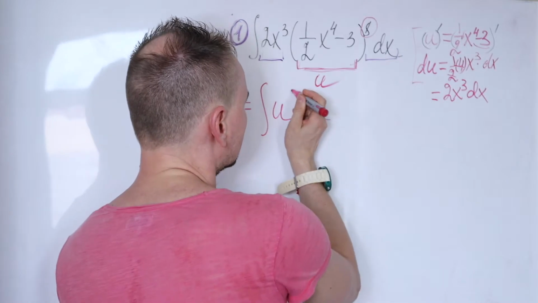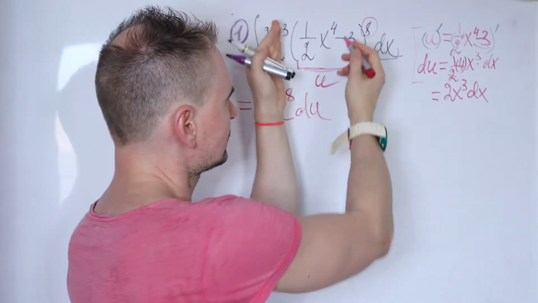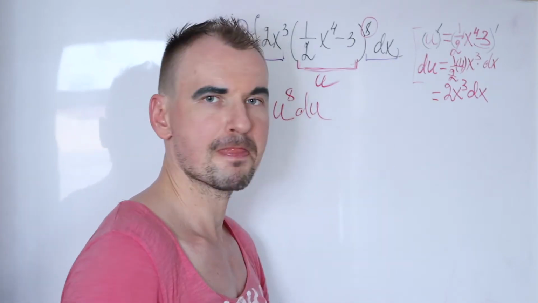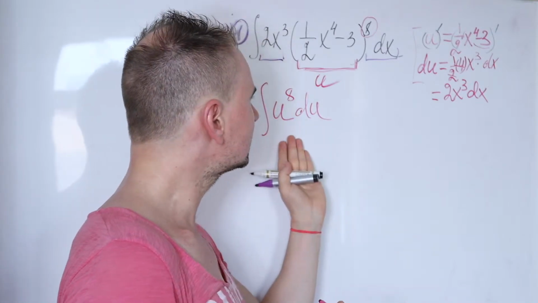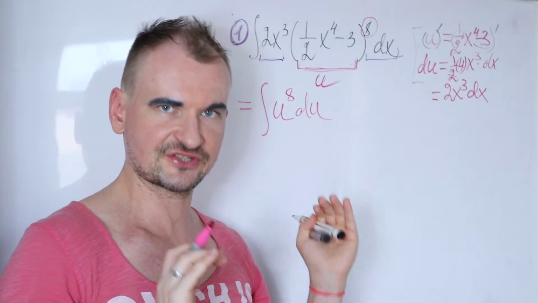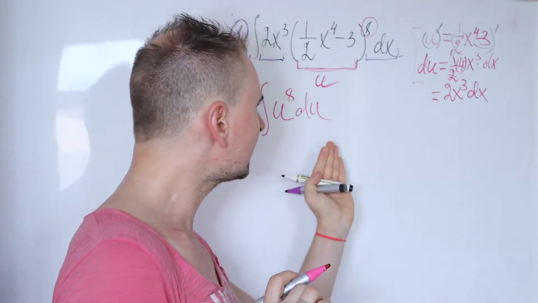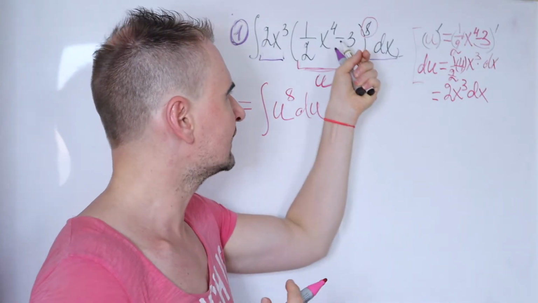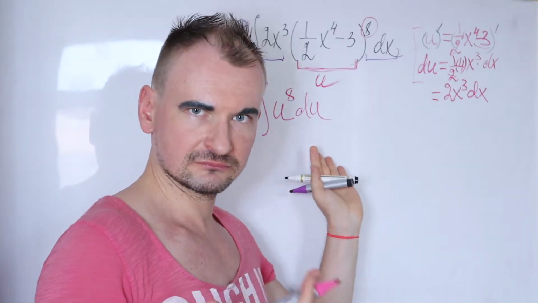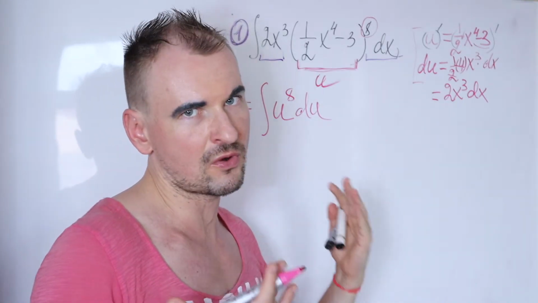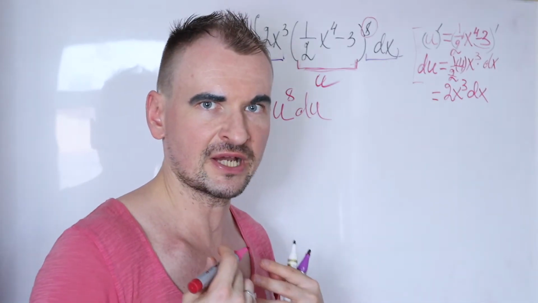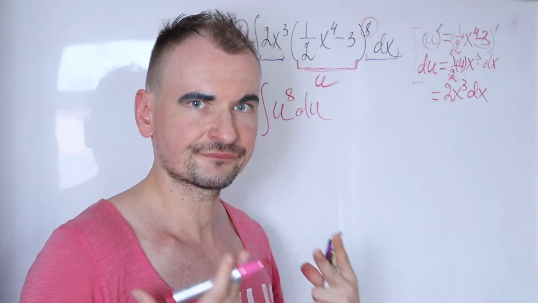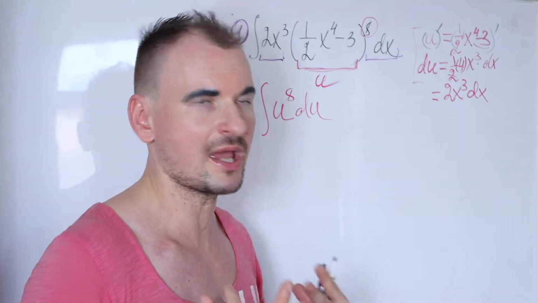And you have this power, so you have u to the 8th power du. Now at this point there is no x, forget about x for now. You have a new integral, and this is much easier than that one, and hopefully you recognize this integral. This is the normal power rule for integration, so you apply the power rule.